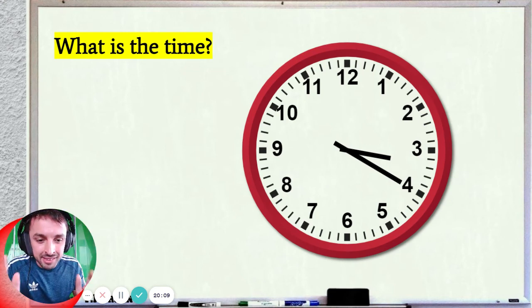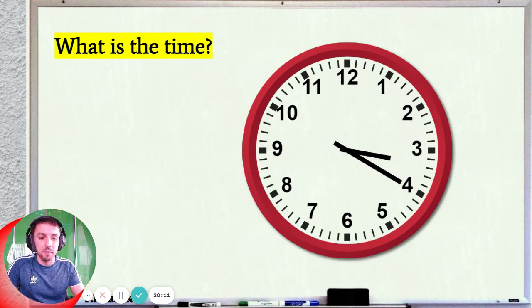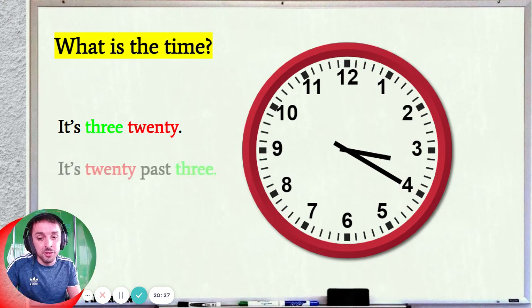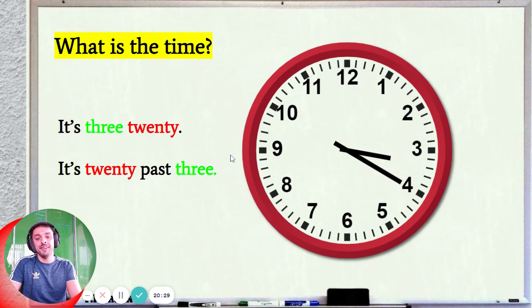Okay, what is the time? So you could say it is 3:20. Or you can say it is 20 past 3.